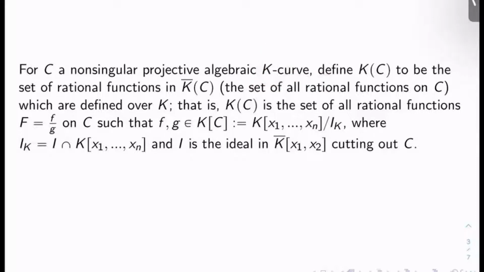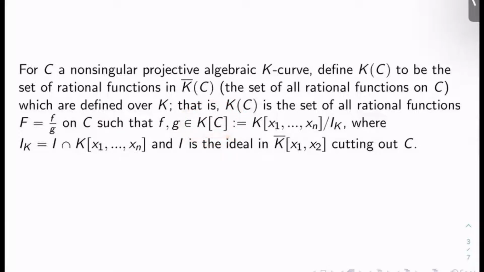Okay, so let's define K(C) to be the set of rational functions in K bar(C), where K bar(C) is the set of all rational functions on C, to be the subset of K bar(C) of functions defined over K, of course. So more precisely, I want K(C) to be the set of all rational functions F = f/g on C such that f and g are in the coordinate ring of C over K, so they're in K[C].